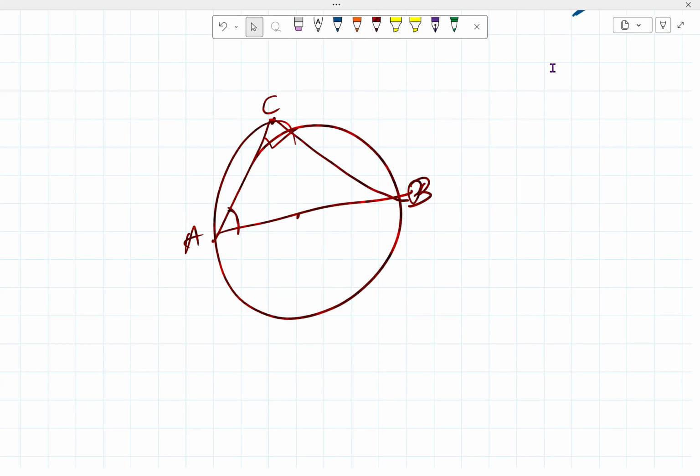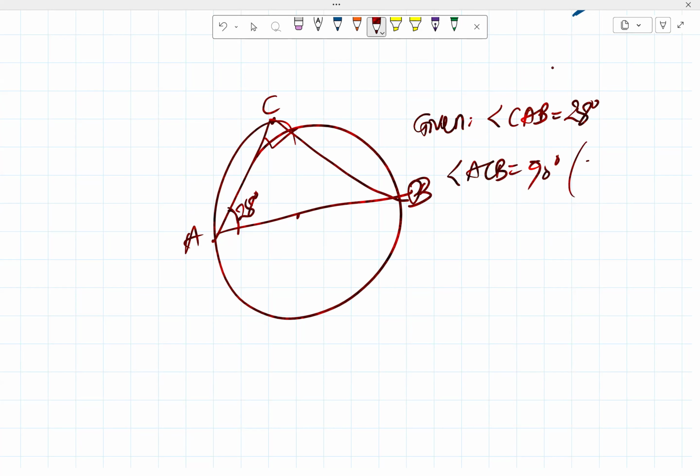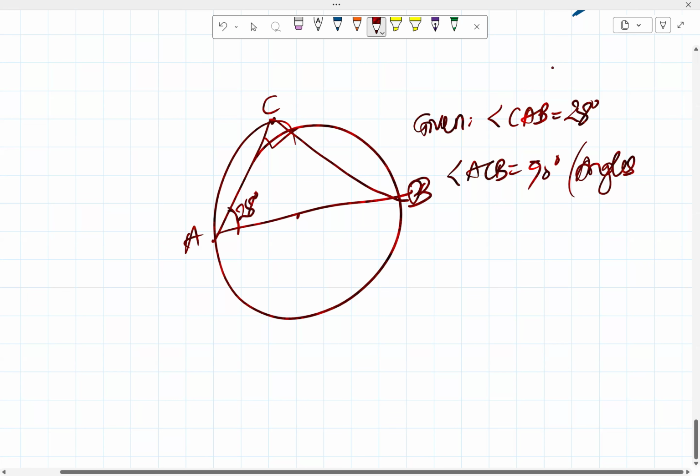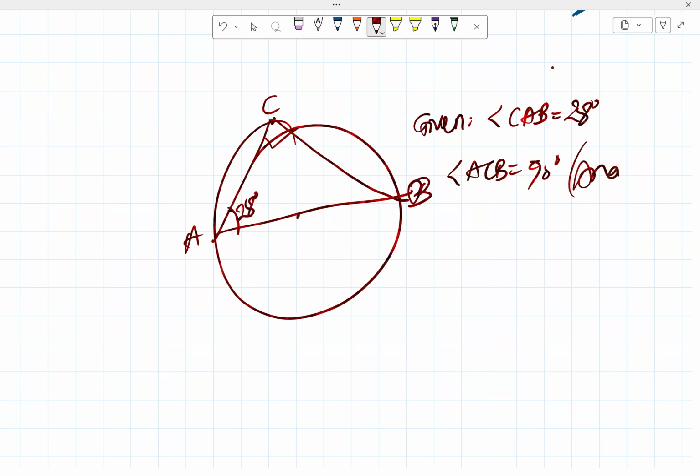So AB is a diameter, right? In triangle ABC, angle CAB is 28 degrees. So we are given that angle CAB, and it's given as 28 degrees. So we can now say that angle ACB is 90 degrees, because it is an angle in a semicircle.